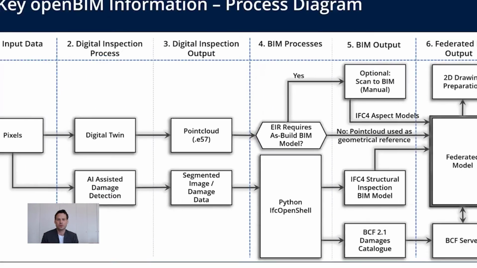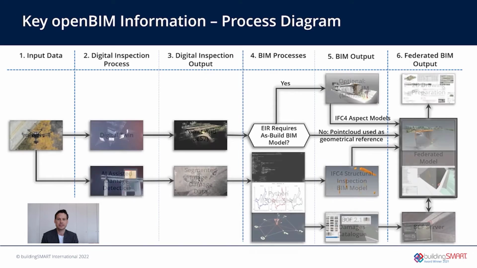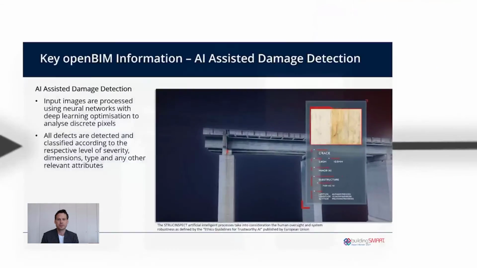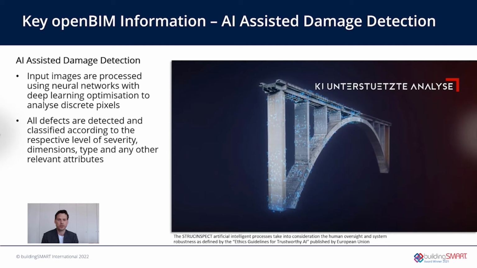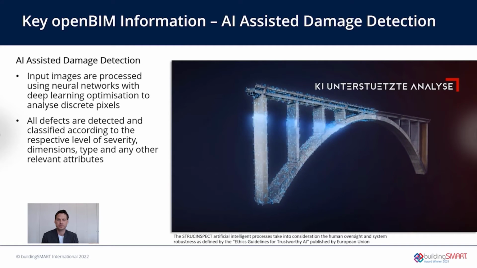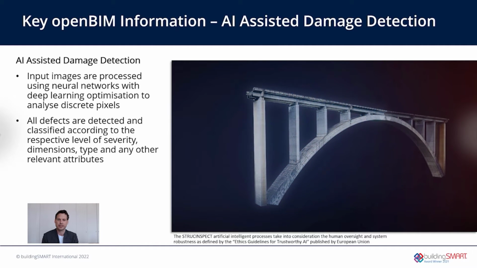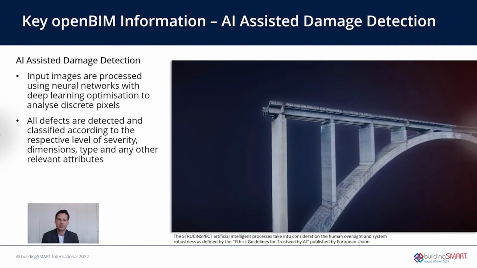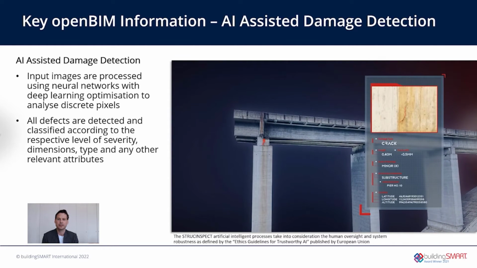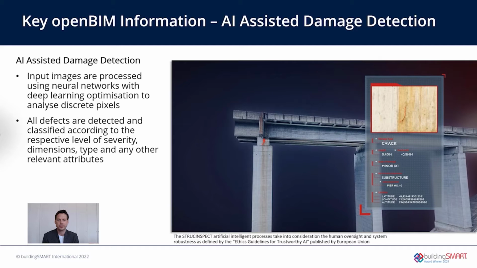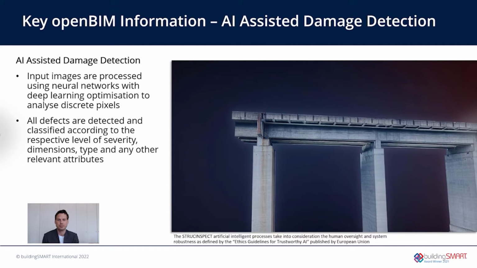And now we come to the core function of the StructInspect platform, and that's the artificial intelligence-assisted damage detection. This procedure processes the input images using neural networks with deep learning optimization to analyze discrete pixels in what is a highly sophisticated method that produces very detailed outputs. All defects are identified, analyzed, marked, documented, and classified according to the respective level of severity, dimensions, type, and any other attributes required to describe the damage.